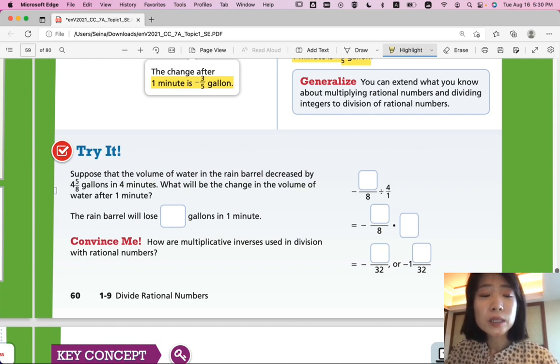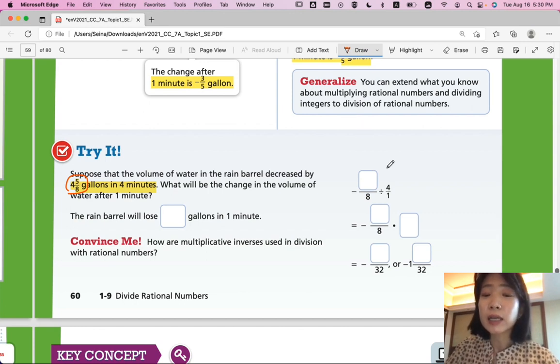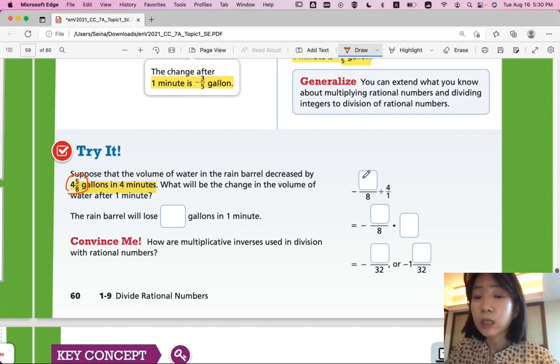The rain barrel is decreasing 4 5/8 gallons in 4 minutes, but it's the same problem. So in order to figure out how many gallons it changes in 1 minute, we want to divide this gallon change into 4 same increments. So this mixed number needs to be changed into a fraction. 4 5/8 would be, in fraction, 37/8.